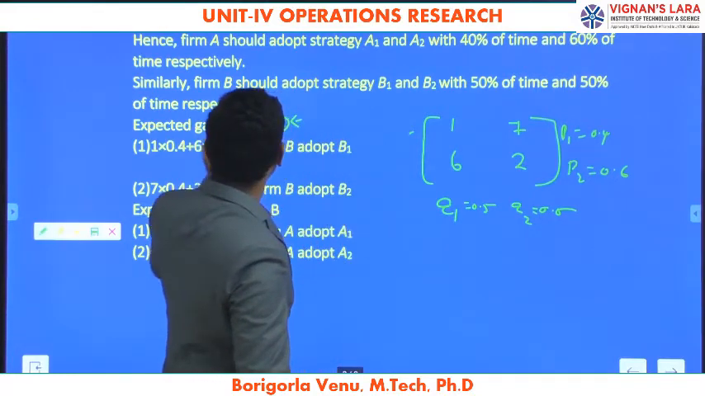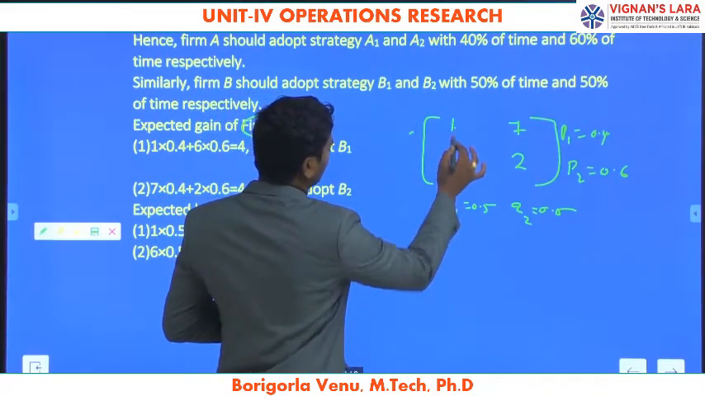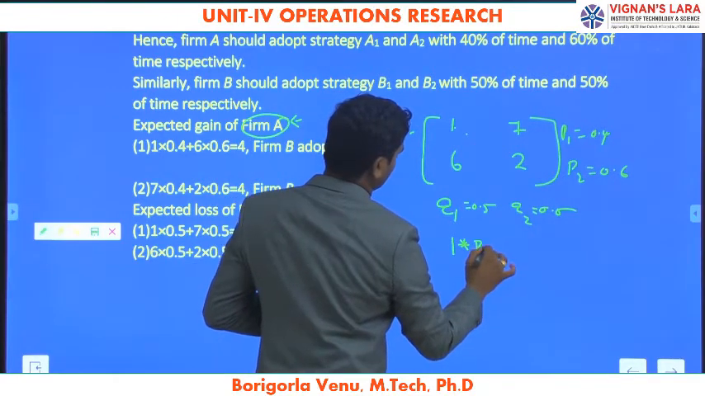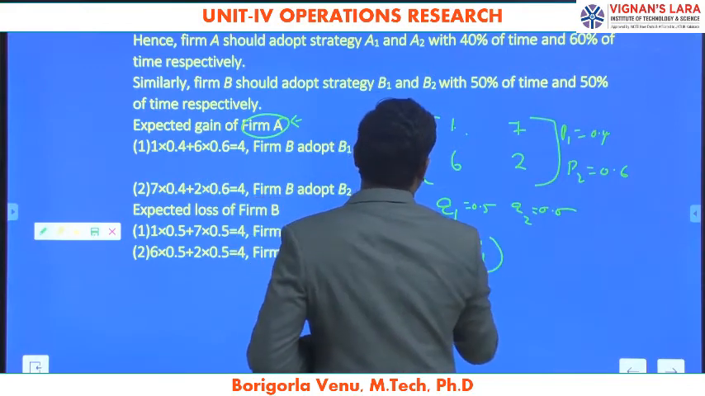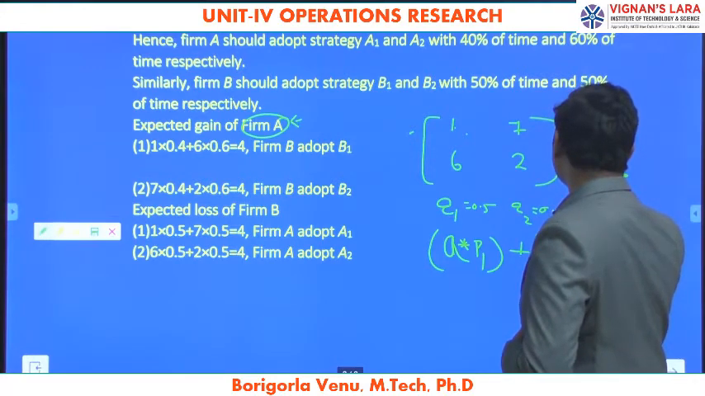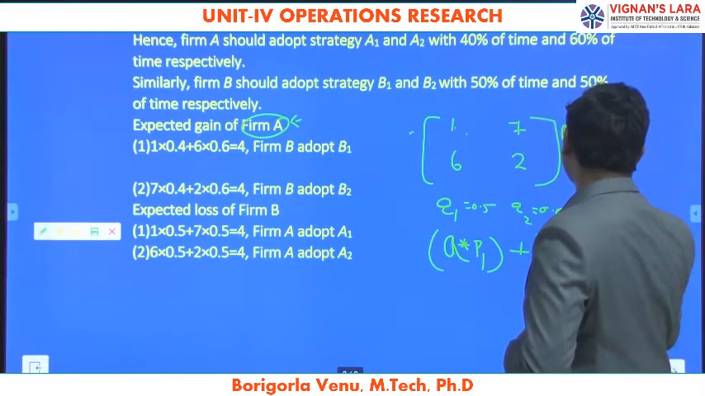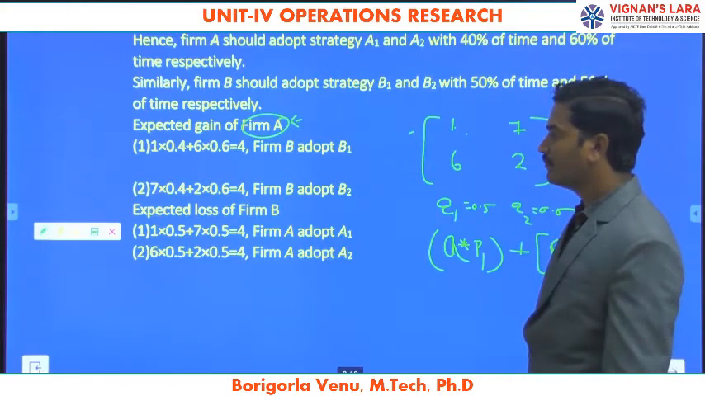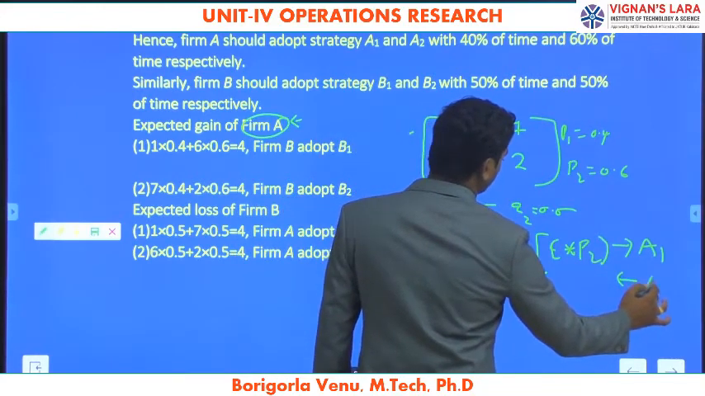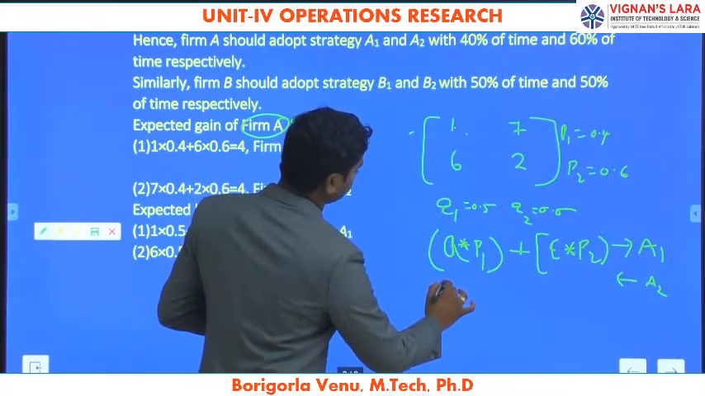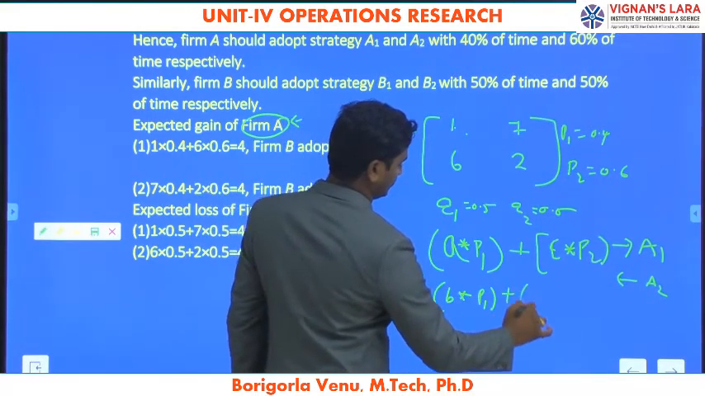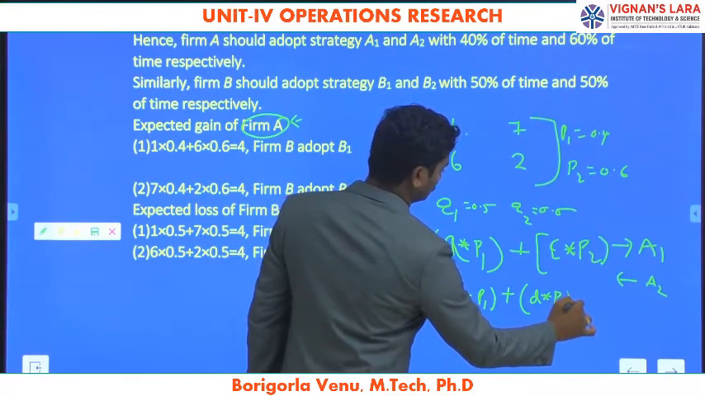Now I am going to calculate the expected gain of form A. We take A into P1 plus C into P2. This is the expected gain for A1. Next, coming to A2, we have to take B into P1 plus D into P2.